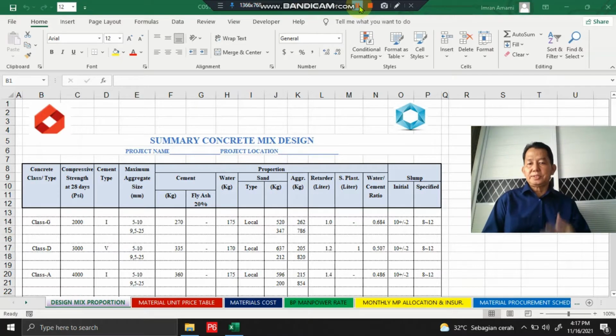Now I would like to discuss how to compose a cash flow for the batching plant operation for ready-mix concrete supply for construction in the oil and gas field.